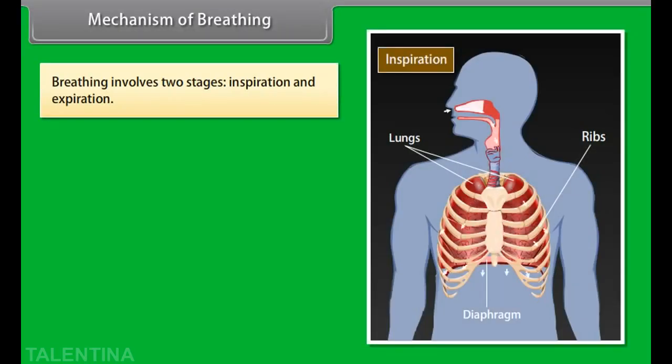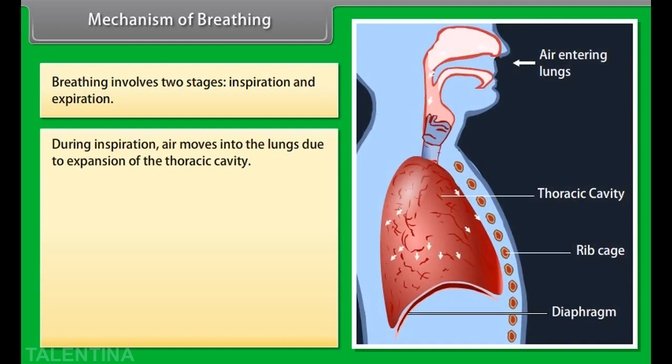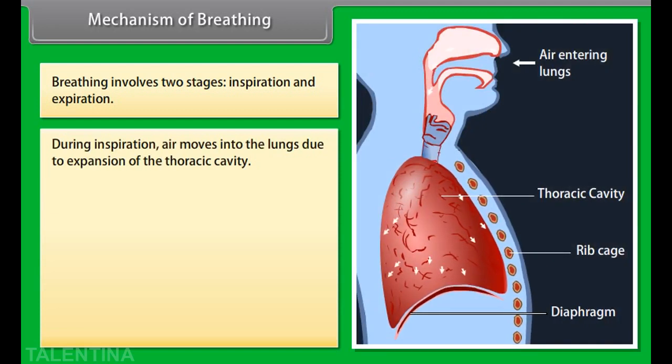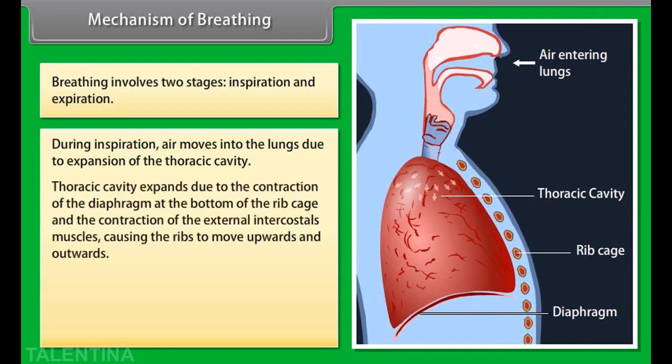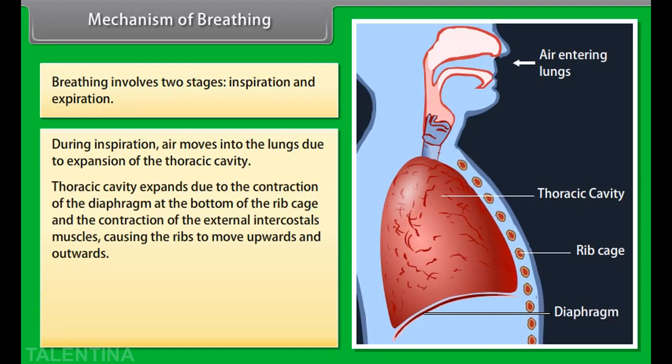Mechanism of breathing. Breathing involves two stages, inspiration and expiration. During inspiration, air moves into the lungs due to expansion of the thoracic cavity. Thoracic cavity expands due to the contraction of the diaphragm at the bottom of the rib cage and the contraction of the external intercostal muscles, causing the ribs to move upwards and outwards.